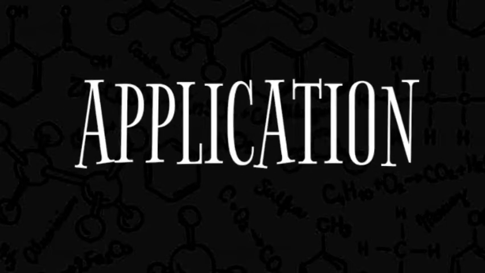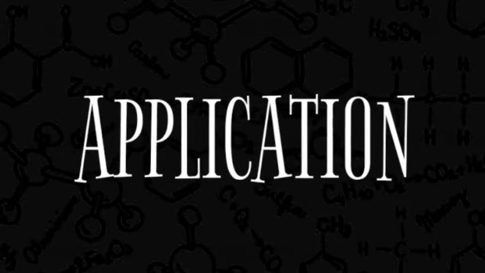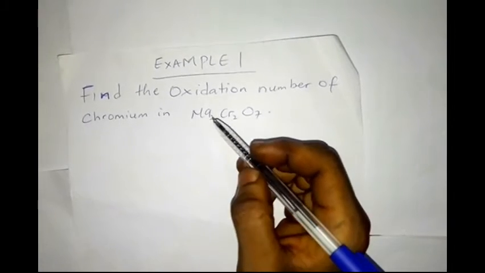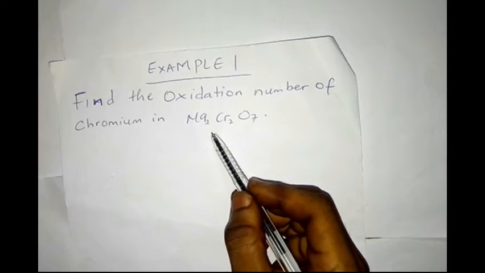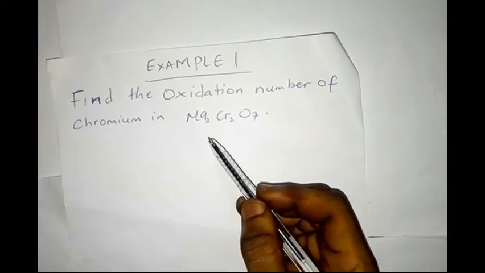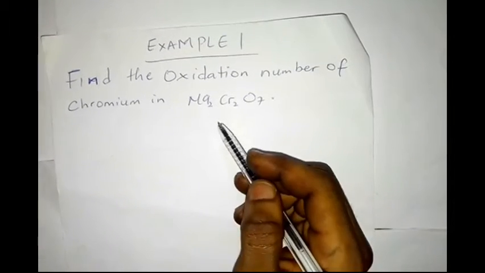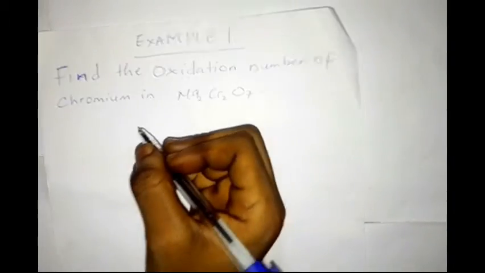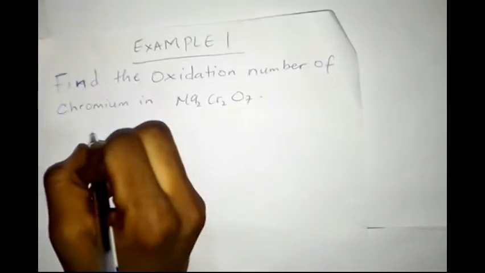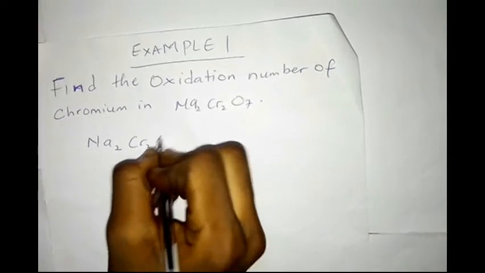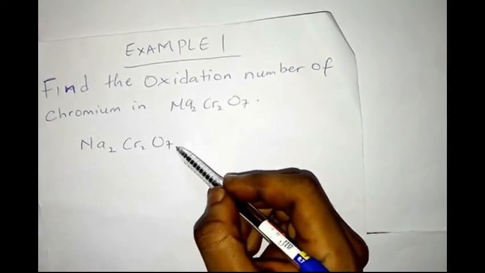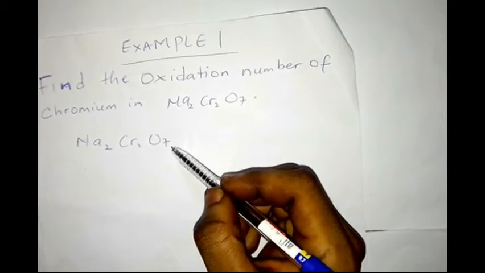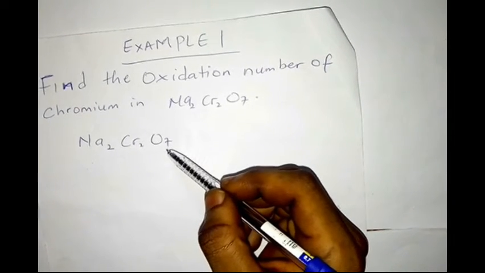Now, let's use these rules to find the oxidation number of some atoms in some molecules. Let's try this first example. Find the oxidation number of chromium in Na2Cr2O7. We are going to be using the rules to find the oxidation number of chromium here. The first question is, does this compound have any charge? No. Looking at it, it is a neutral compound.